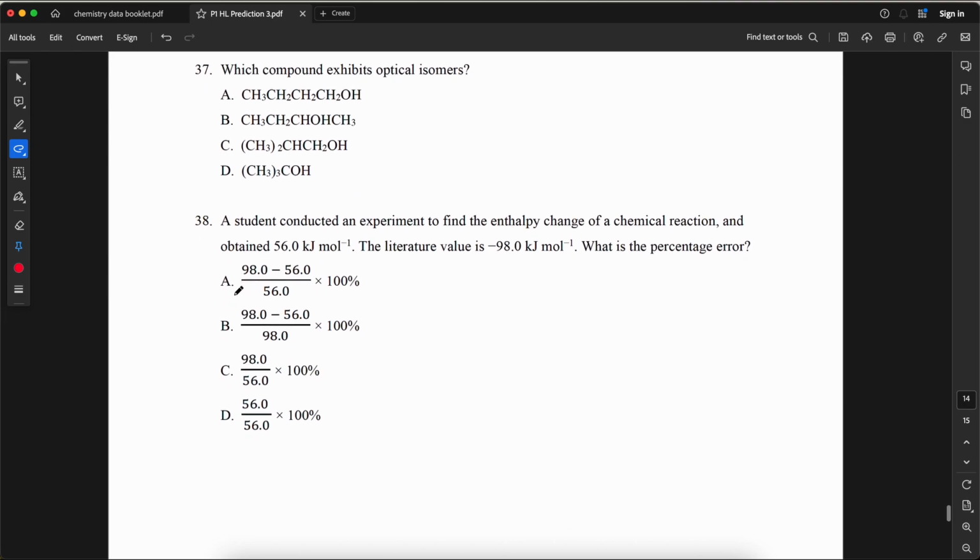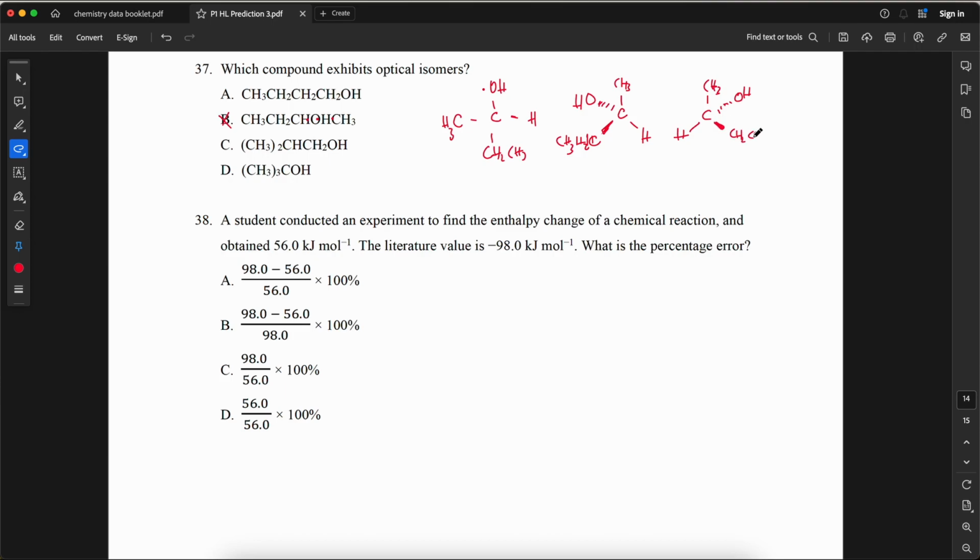Which compound exhibits optical isomers? It would be B. So that would be CH3, and then C, OH, and CH2, CH3, and this would be H. Okay, CH2, CH3, this one, CH, OH, and CH3. So what about the optical isomers? So that would be C, CH3, and then H, and then CH2, CH3, and then OH. So this would be CH3, OH. So this would be H, and CH2, CH3.